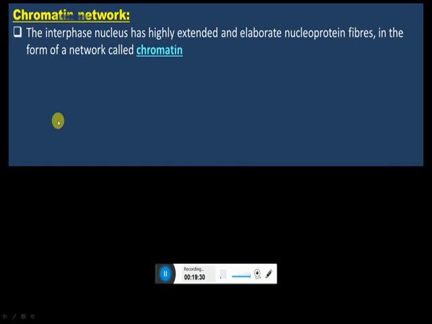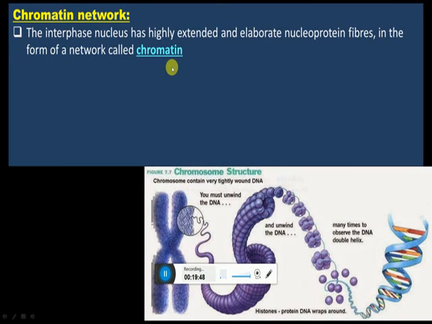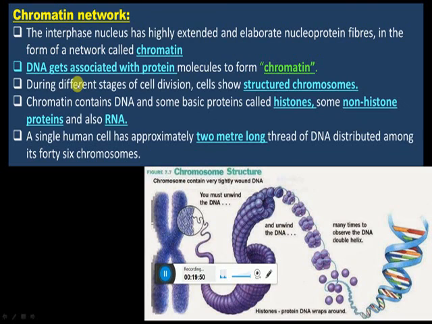Then we are going to see the chromatin network, which is present inside the nucleus. In the interphase, we can see it as chromatin. The interphase nucleus has highly extended and elaborate nucleoprotein fibers in the form of chromatin. They are called chromatin fibers. DNA gets associated with protein molecules to form chromatin. DNA plus the histone protein is mainly called chromatin.